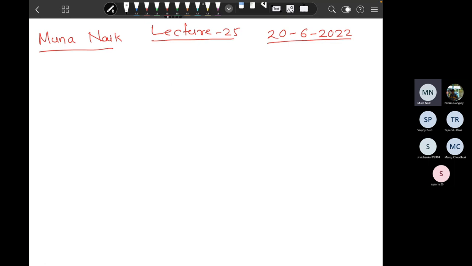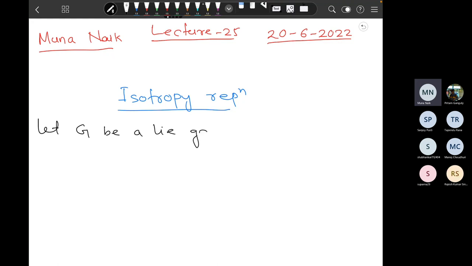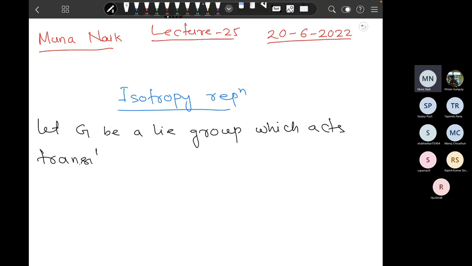Put the things in a very general perspective. So today we will first discuss something called the isotropy representation. Let G be a Lie group which acts transitively and smoothly on a manifold.